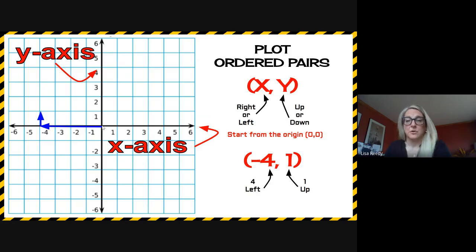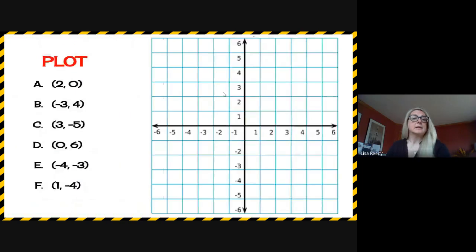So again, I started at the origin. I went left 4 for my -4 on the x. And I went up 1 for my positive 1 on the y. And then I put a point there, and that is plotted. You have plotted the ordered pair. So again, starting at the origin, always do your x-axis first, and then your y-axis second. So let's try some.